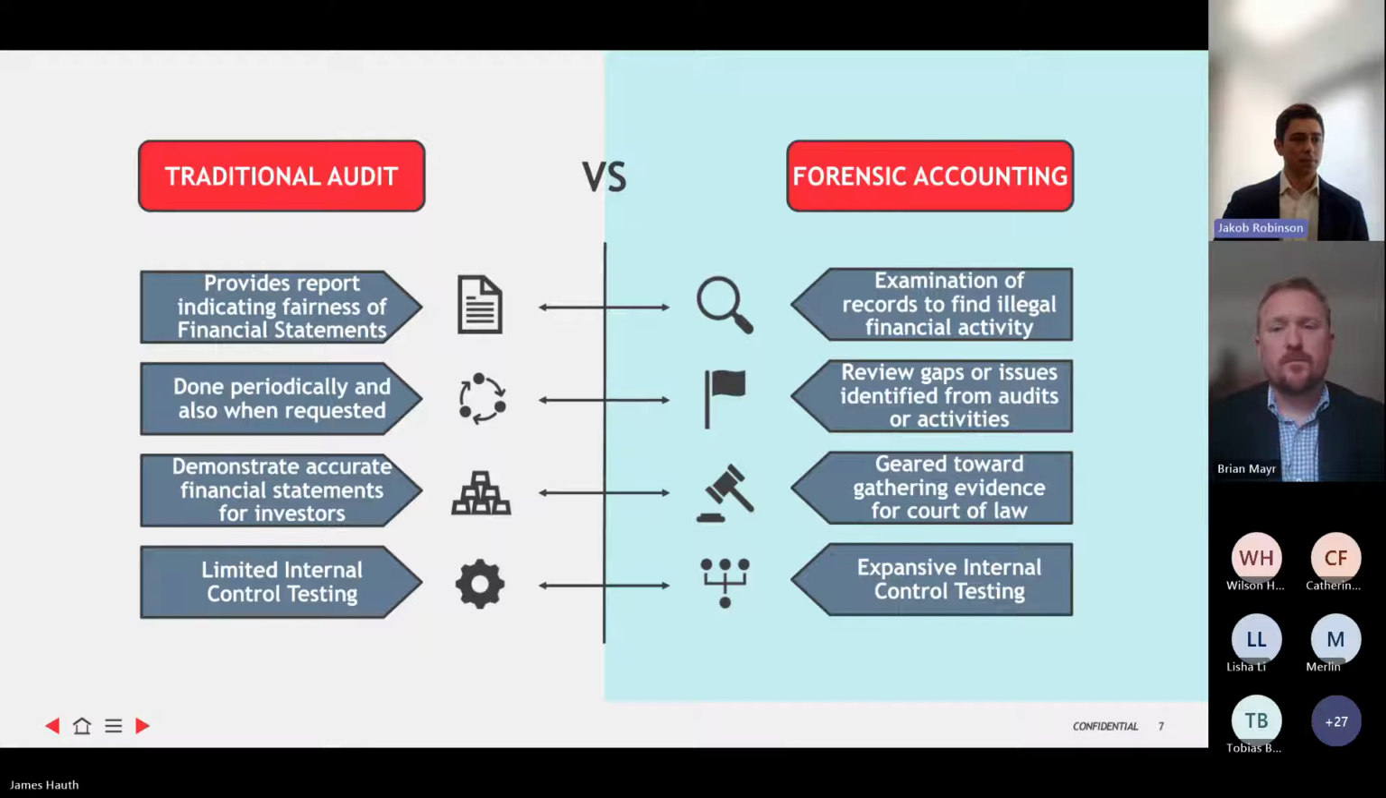So ultimately, the big takeaway here is traditional audit is not intended to catch fraud, whereas forensic accounting is looking for specific illegal activity. You're not going to see financial statements coming out saying we think there's fraud happening here, but with forensic accounting, we're going to come in when there's questions raised to try and assist with the fact finding.